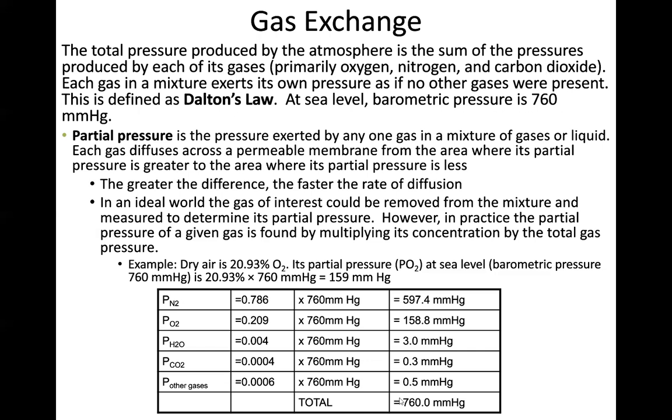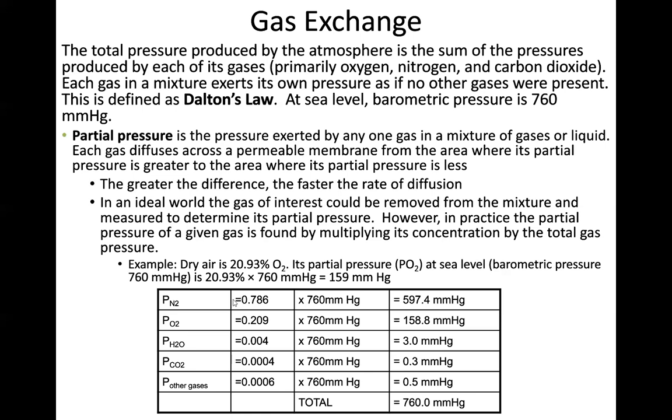This table down here at the bottom shows you how we get that 760 millimeters of mercury at sea level. Sea level would be right on the beach, staring at the sea, where the water can actually walk up and hit you on the feet when the tide comes in. Each gas in the mixture exerts its own pressure as if no other gases were present, and we define this as Dalton's law. The other day we talked about Boyle's law. This is our second law of the lecture, Dalton's law. It's not our last one.